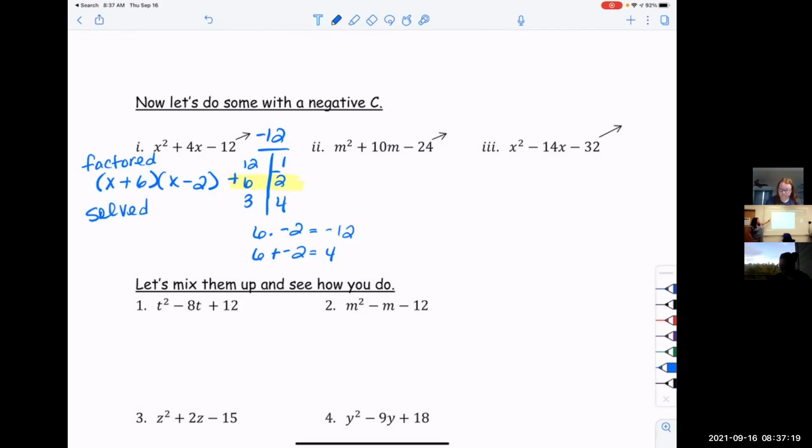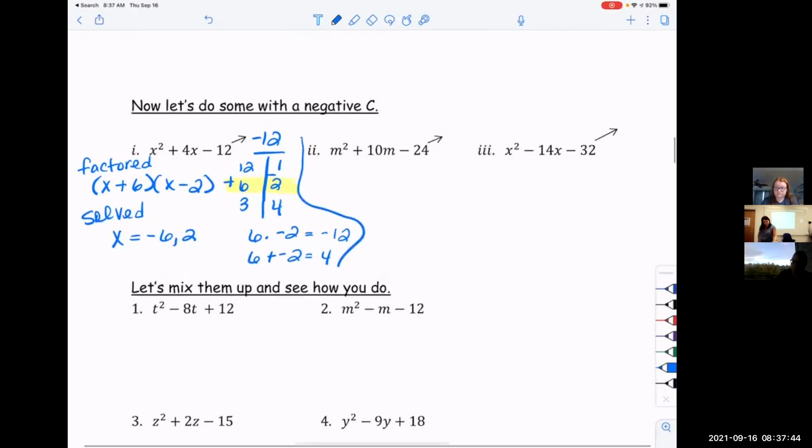All right, so that's if they ask for it to be factored. Those are the factors. What are the solved answers? Negative 6, positive 2, which is what you meant. Okay. All right, now this one is a little bit tricky. I think that's the one. So let me put a big asterisk on that one.